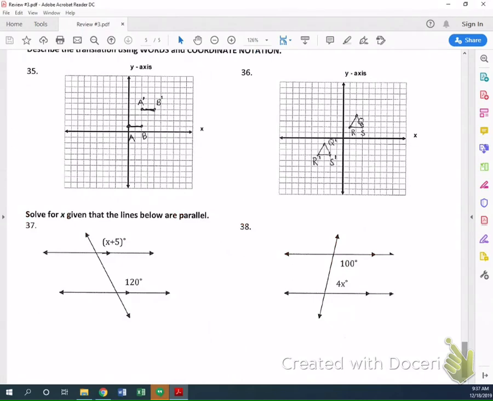All right, the next one. So now we have to describe the translation first in words, then in coordinate notation. The ones that look like apostrophes almost, those are the ones that we call prime. So we start at the original, we count how we would get to the prime. On this one, I would go 2 jumps to the right, 3 jumps up. So right 2, then we go up 1, 2, 3, up 3.